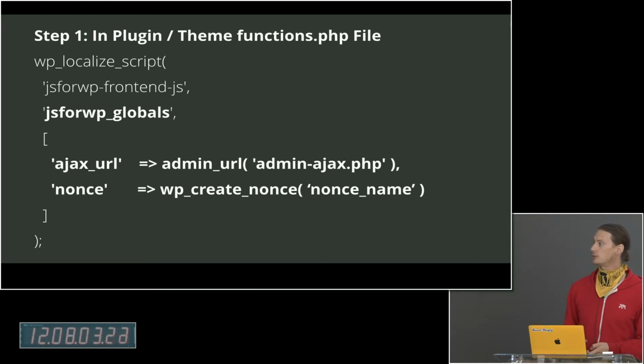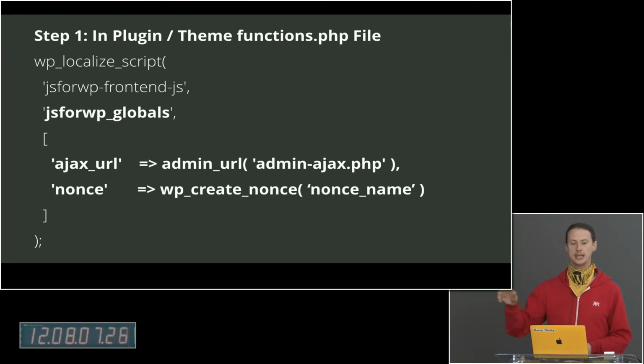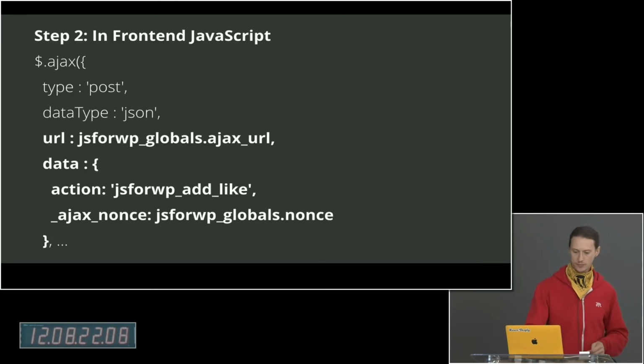And then the nonce, WP create nonce, is going to create this on the fly, a little string of text, and we can name nonce name whatever we want. I suggest you namespace it and you make it specific to what the actual thing is. So we'll see something like JS for WP likes nonce, for example, and that'll be like our namespace unique nonce.